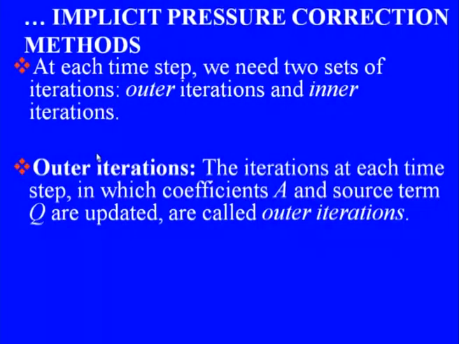So, we would use 2 sets of iterations. One is what we call outer iterations, and the other set of iterations are referred to as inner iterations. So, let us clarify these terms. The outer iterations are the iterations at each time step in which our coefficients a and the source term q are updated based on the velocity field and the pressure field computed at the previous iterations. So, these iterations wherein these coefficients a and q are updated are called outer iterations.